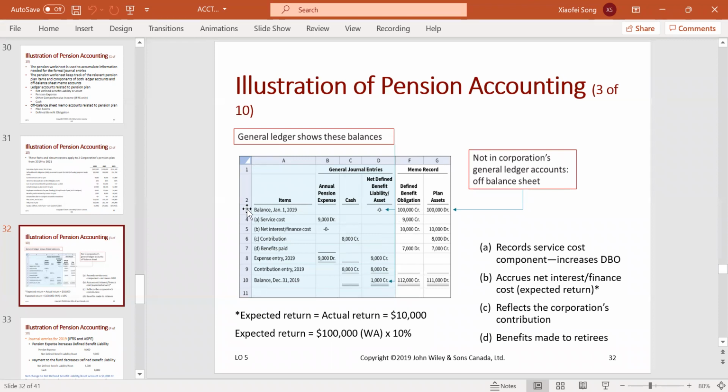Okay, we start with the beginning balance here. There's nothing on the balance sheet. There should not be anything on the pension expense, because it's a temporary account, right? The balance would be closed off, so that's okay. But there's nothing on the balance sheet either, because it's perfectly funded. Assets and liability offset each other completely. However, there are amounts in the footnote accounts, the memo accounts, because we do have plan assets of 100,000 and defined benefit obligation of 100,000.